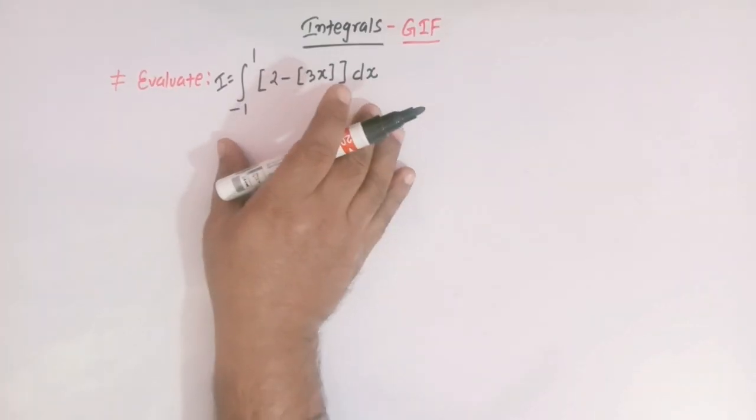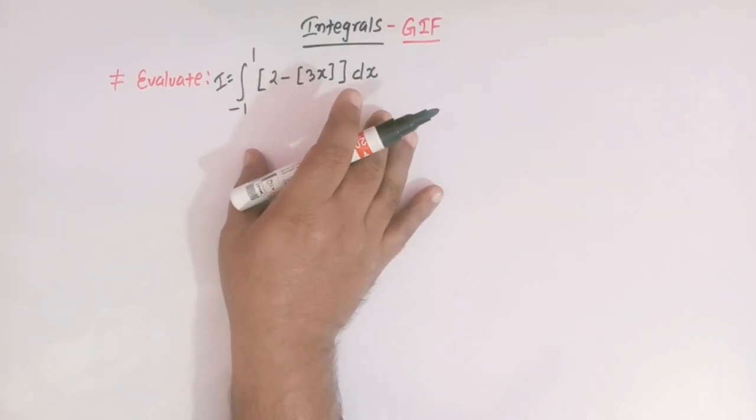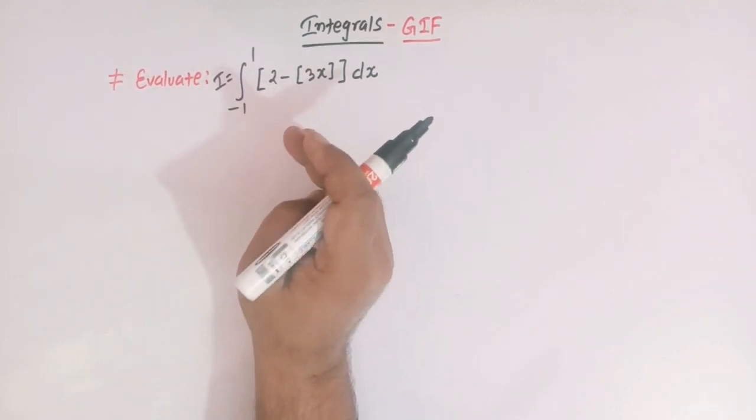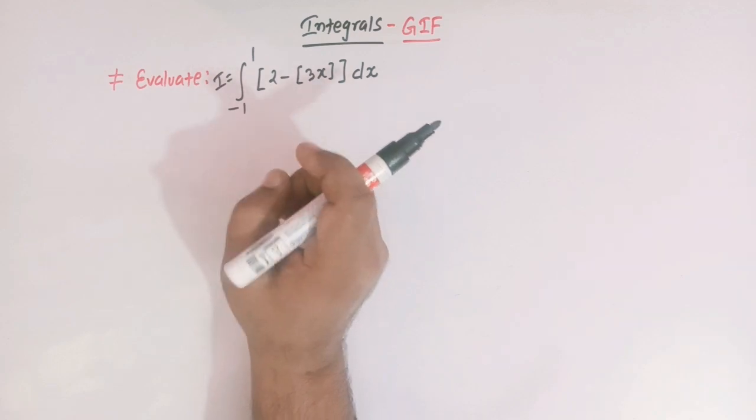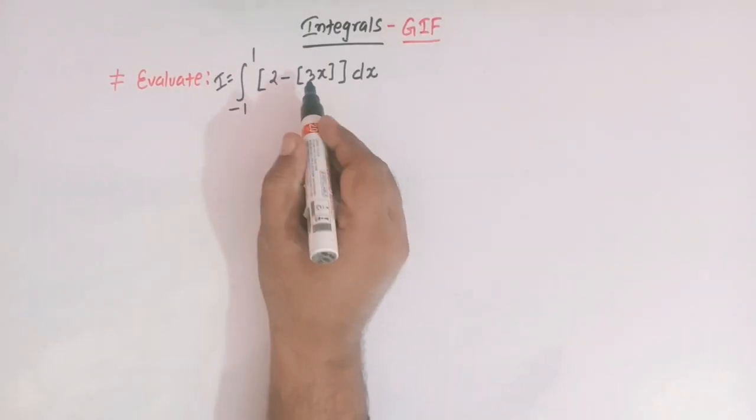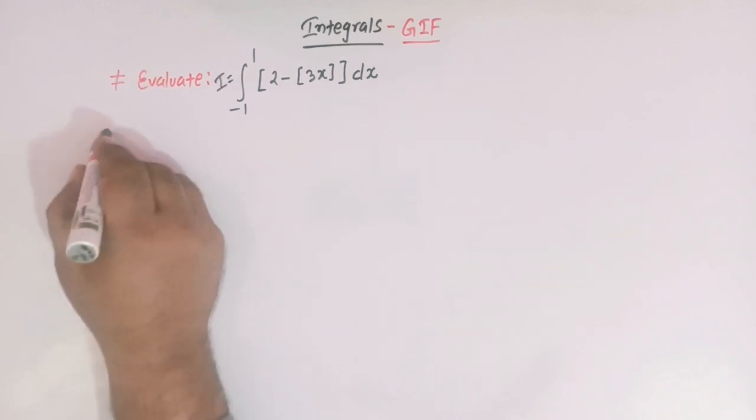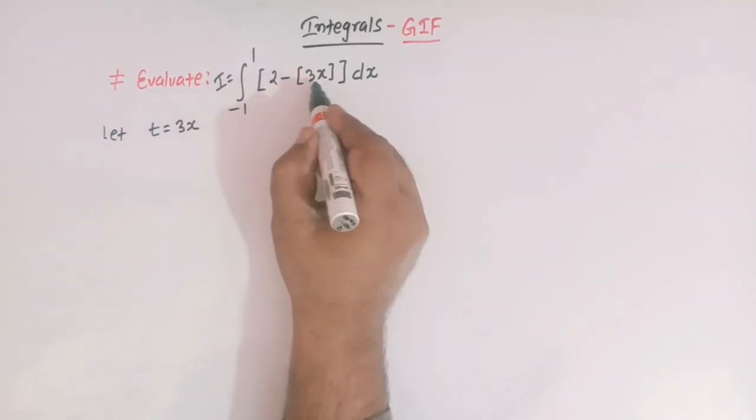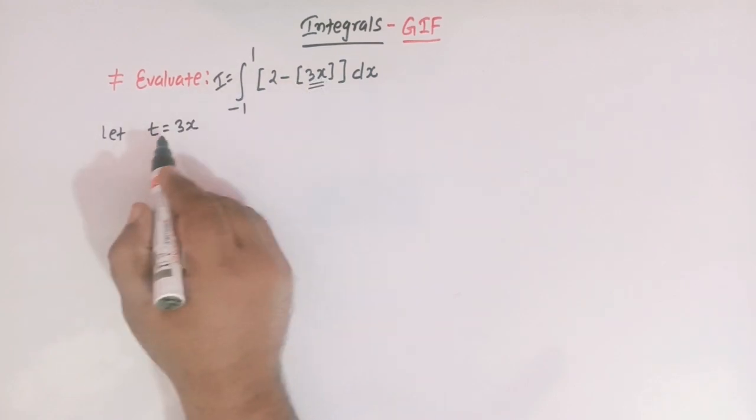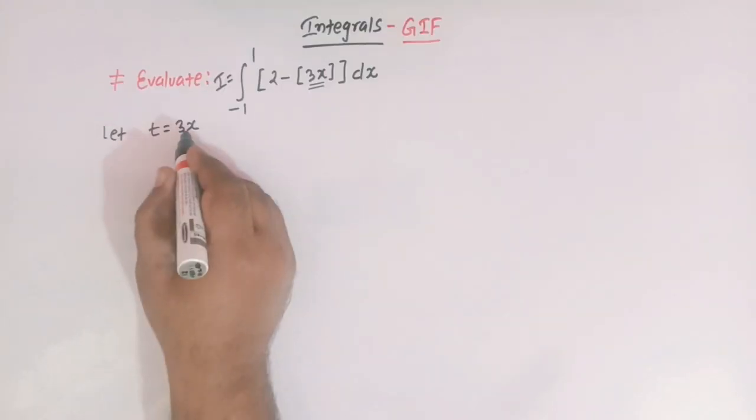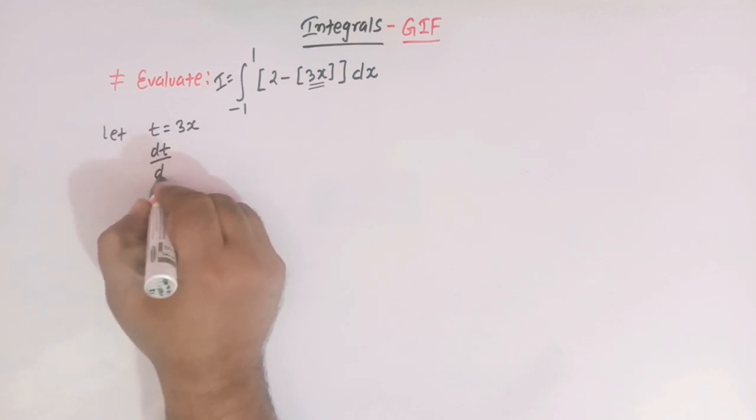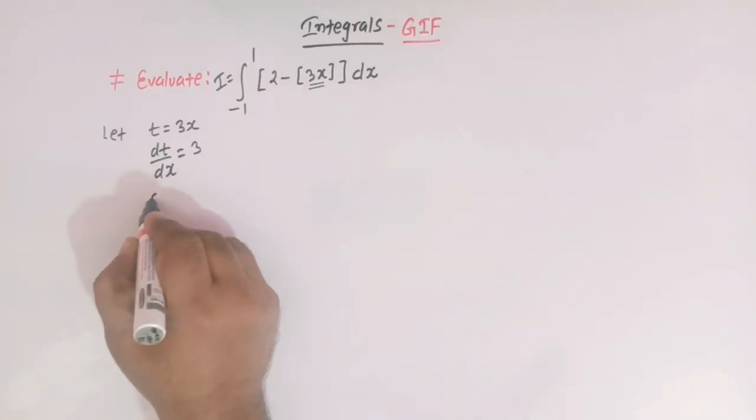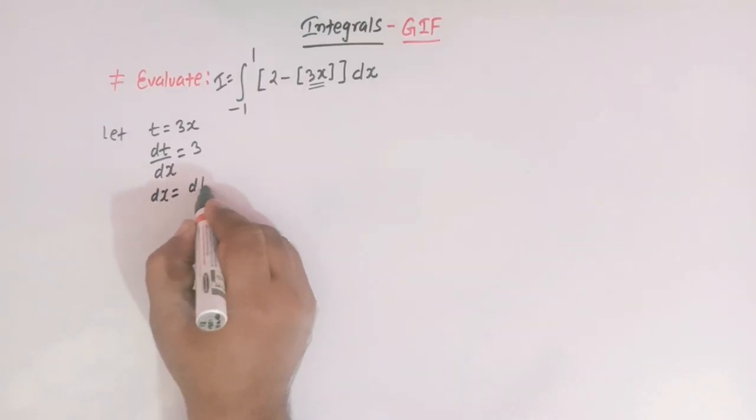Let us call this integral I. Here we'll adopt the method of substitution, and always remember that the method of substitution in integration is a very powerful method. So we'll take t equal to 3x. Then dt over dx is equal to 3, and we can write dx equal to dt over 3.